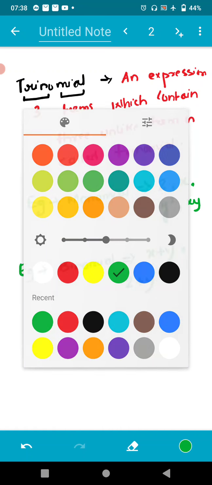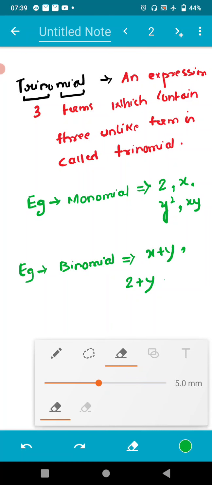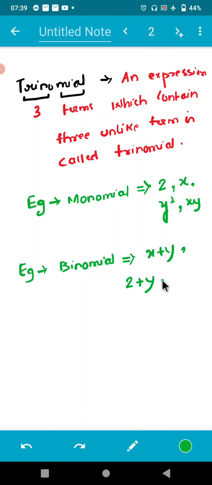Yes, so let me show you some more examples of binomial. Suppose y square plus x. Now see, again the algebraic factors are not similar and they are separated by a plus sign. Let me show you one example with a minus sign. So x minus x square. Again the first term and the second term have algebraic factors that are not similar, so they are binomial, because there are two terms.